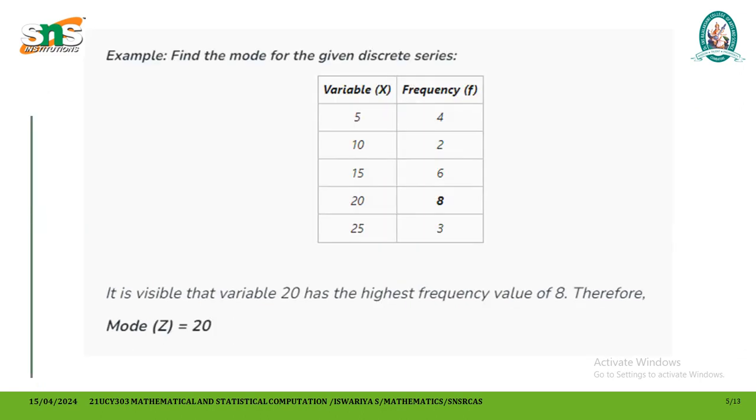So next we have to calculate mode for the discrete series. A set of data is given. So we have to find the mode for this table. So to find mode for the discrete series, we have to concentrate on the frequency. So in the frequency, 4, 2, 6, 8, 3 values are given. Out of these given values, we have to find which is the largest value.